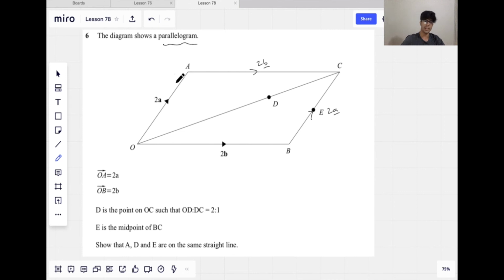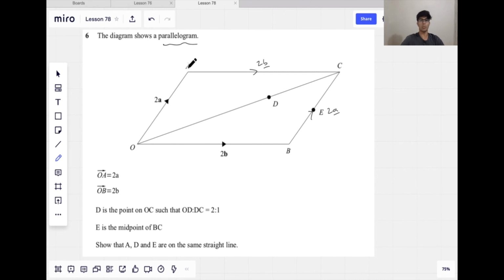So we know OA is 2a, OB is 2b, as it says in the question, and D is a point on OC such that OD to DC is 2 to 1, and then E is the midpoint of BC. Show that A, D, and E are on the same straight line. So we need to show that that line is straight. So how would we do that?